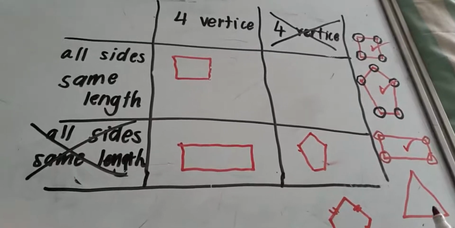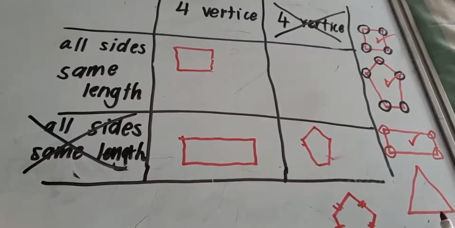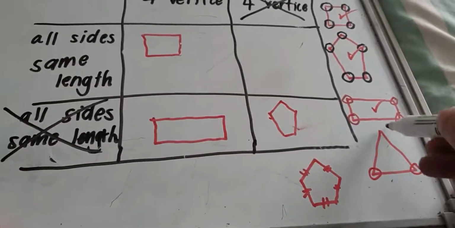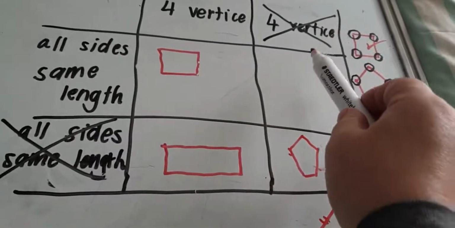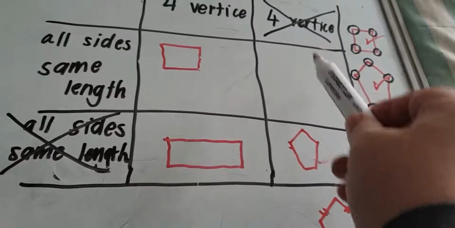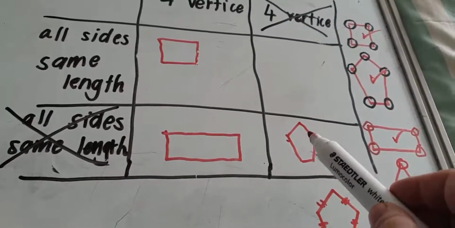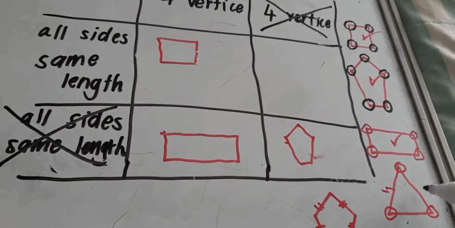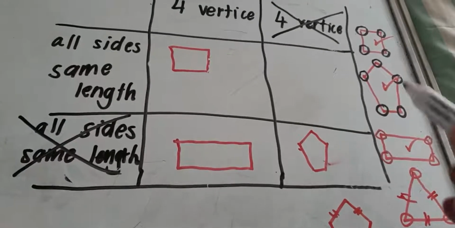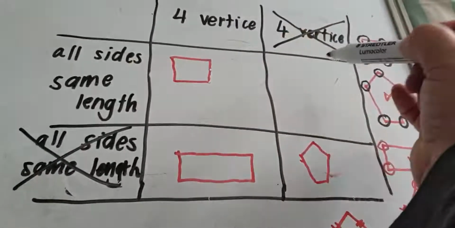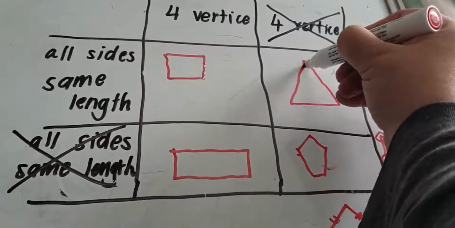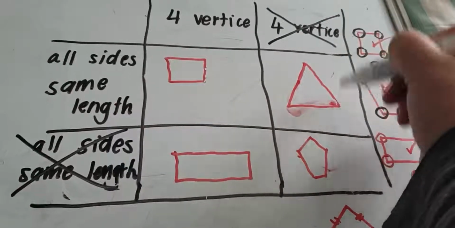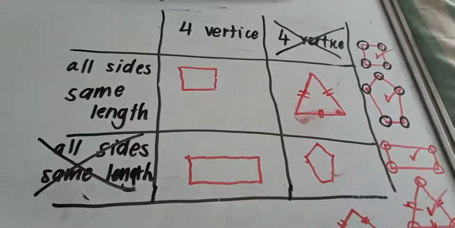What about the triangle? Well, does it have 4 vertices? 1, 2, 3. No, it doesn't have 4 vertices. So it's going to go in this column. Does it have all sides the same? Well, this one, let's pretend this is called an equilateral triangle where all sides are the same size. So it's not got 4 vertices, but all sides are the same. So our equilateral triangle is going to go there.